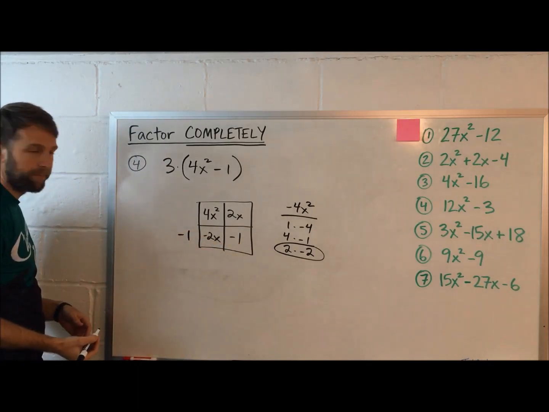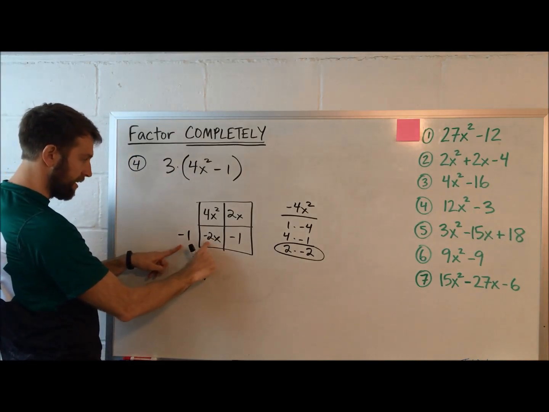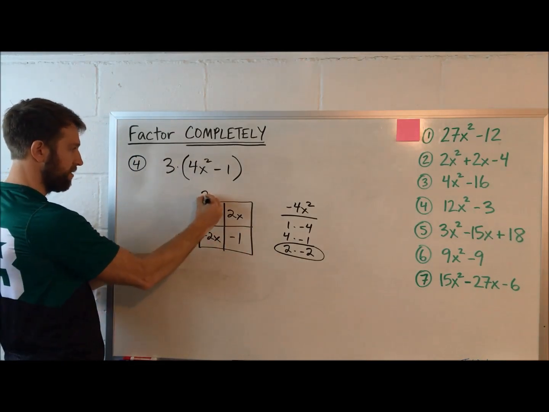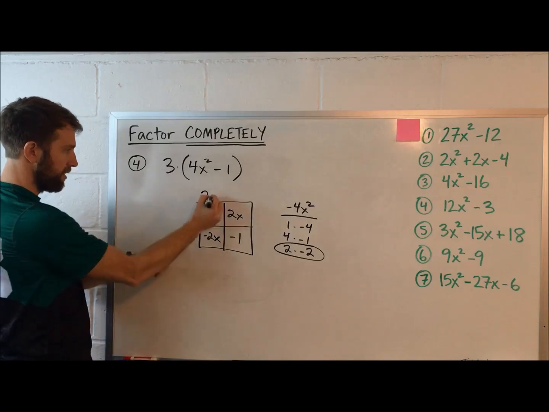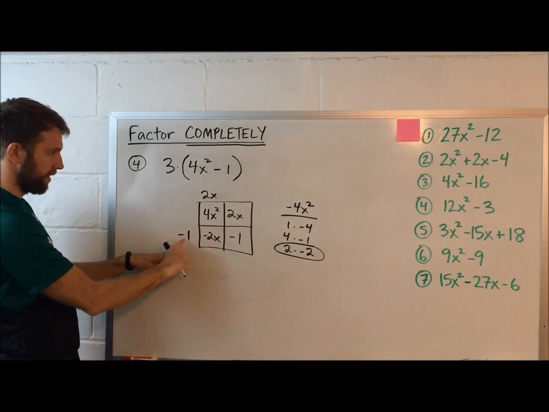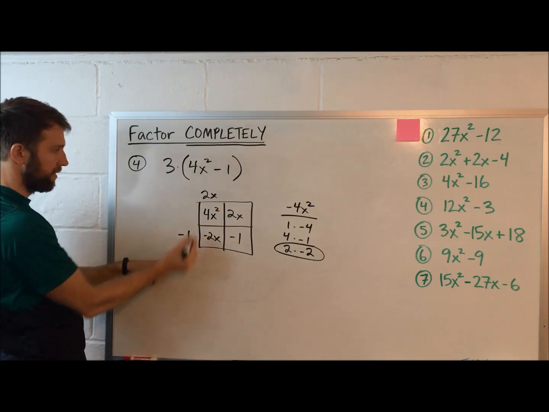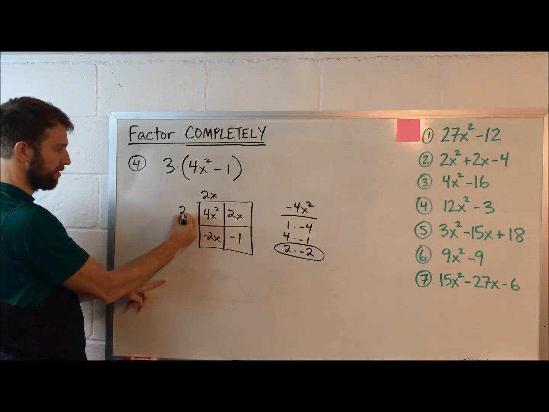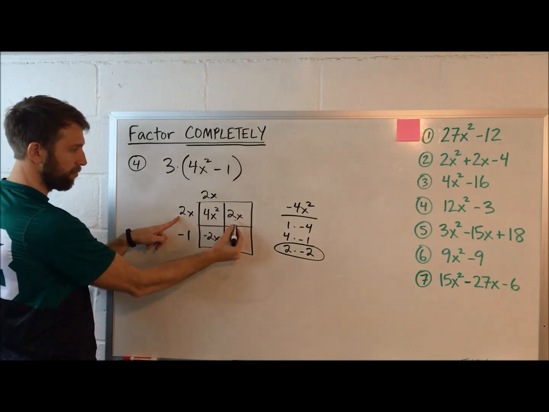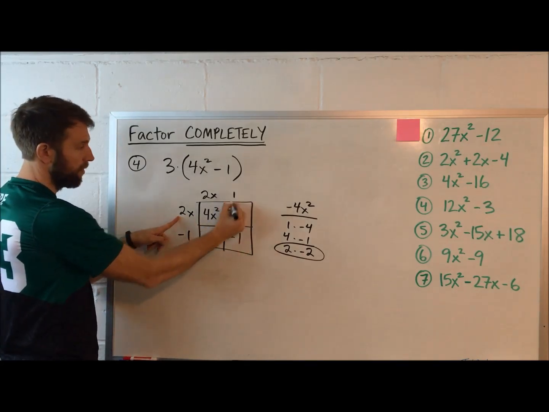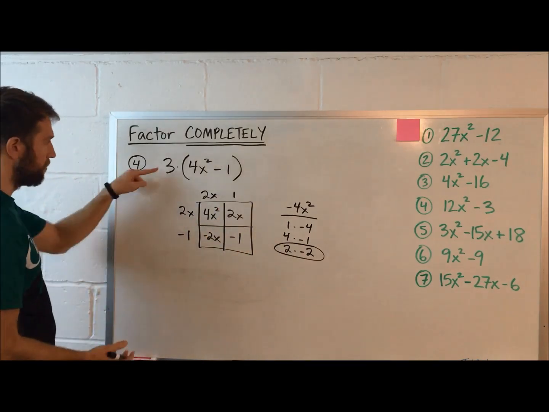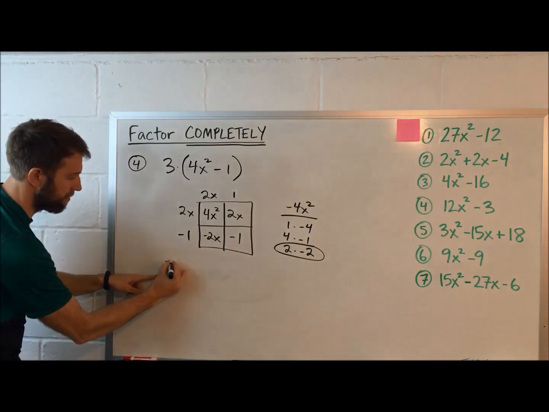Just a 1, right? Negative 1 times, I already have the negative, so I need to go times 2, and then I need the x. All right, so 2x times negative 1 is negative 2x. How do I get to 4x squared? 2x times 2x. 2x times what gets you to 2x? That's just a 1. We've now factored.